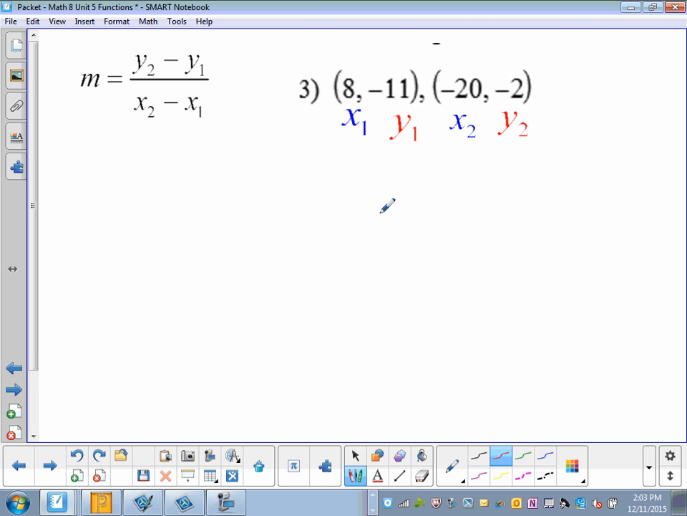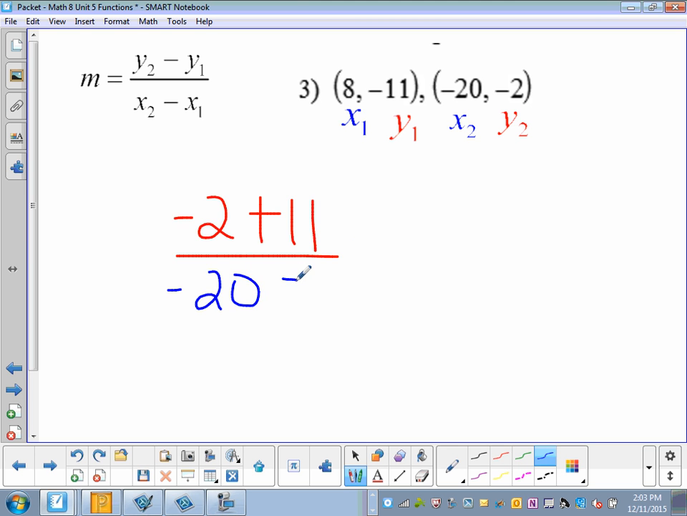So we're going to take negative 2 minus negative 11, which is plus 11, divided by negative 20 minus 8. That would leave me in the numerator 9 over the denominator negative 28. So that's the slope of that line, 9 over negative 28.